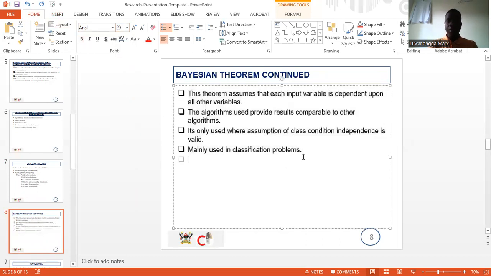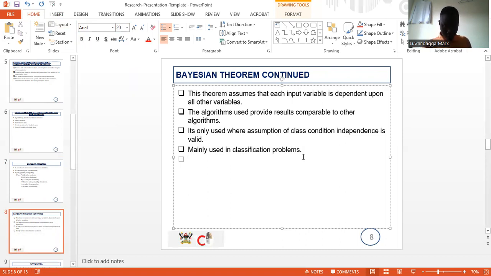So apparently, this Bayesian theorem majorly shows that for a certain condition to be fulfilled, another condition must have been fulfilled already. So for example, if you wake up and you take tea, that means for you to take tea, you have to first wake up and then take tea.